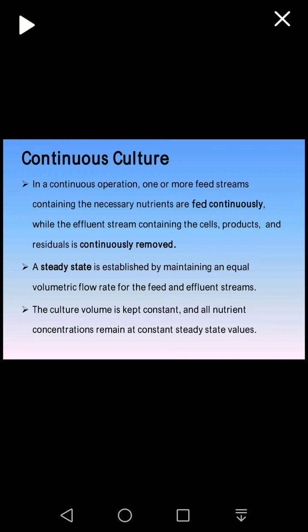So as a result of this, a steady state is established by maintaining an equal volumetric flow rate for the feed and effluent stream. So it means that the amount of the food or medium which is added to the fermentation tank is equal to the amount of the product or the cell debris which are being removed. So that's how a steady state is maintained. The culture volume is kept constant and all nutrient concentrations remain at constant steady state values. So it means that the whole volume of the fermentation tank remains constant.